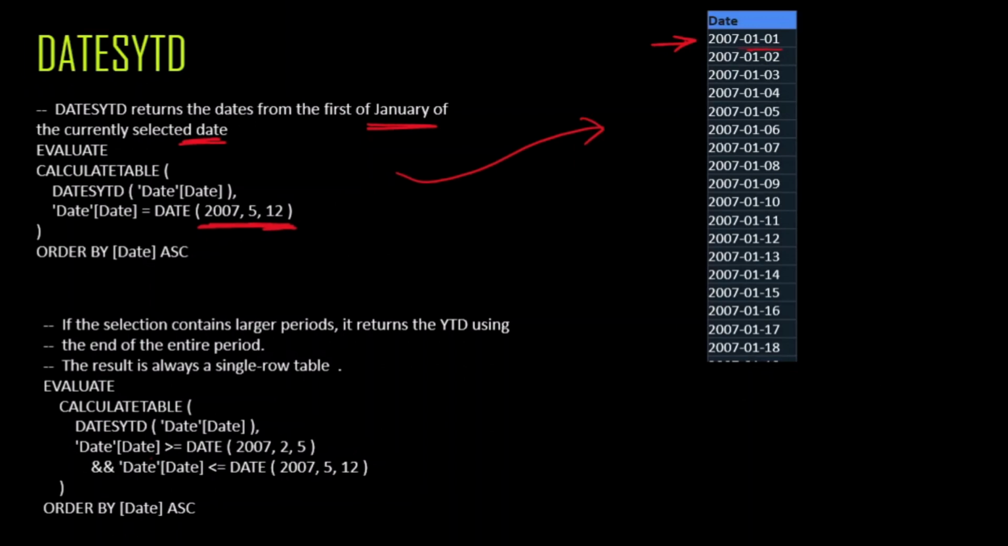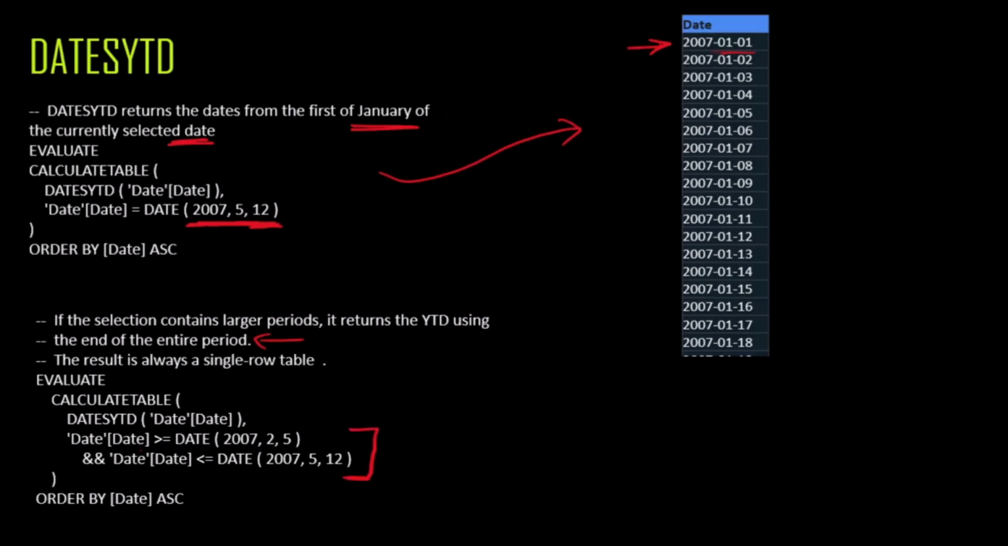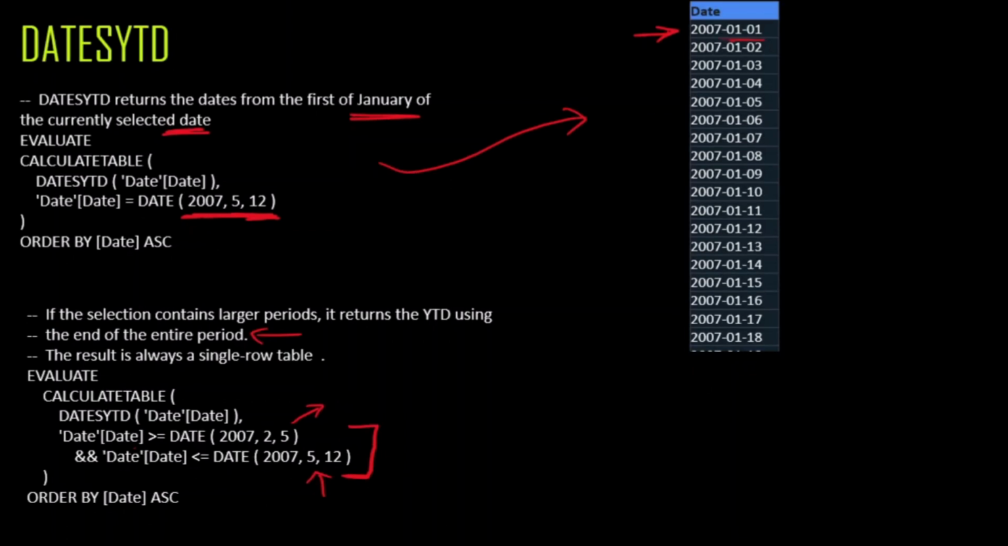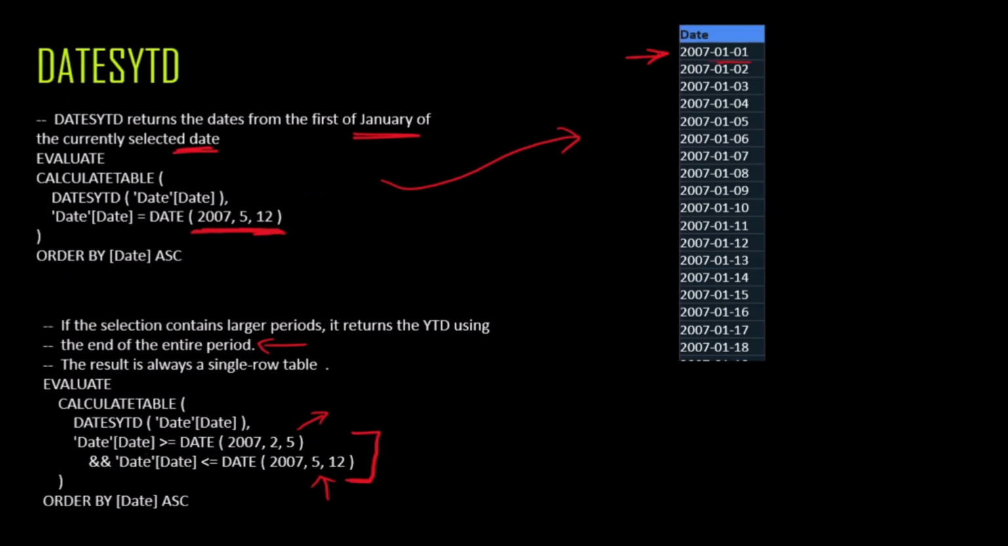So this is how the DATESYTD function works. If the selection contains larger periods, it returns YTD using the end of the entire period. So this is the key point when you use the DATESYTD function. Here we are taking the period starting from February 5th and ending at 12th May. So how does DATESYTD implement this? It will find the maximum date in the context, which is 12th May in this case, and it will give the result starting from January 1st.